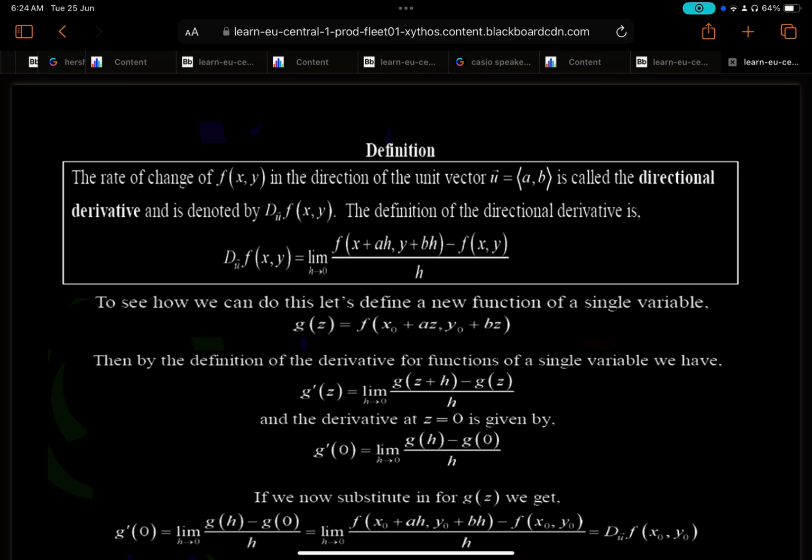Today we're gonna cover the rate of change of f of x, which is the directional derivative. Basically, the directional derivative is the rate of change of a function f of x in the direction of a specified unit vector. So let's say we have a unit vector which is (a, b) or (a, b, c) or (5, 4, 3). This unit vector can be basically anything.